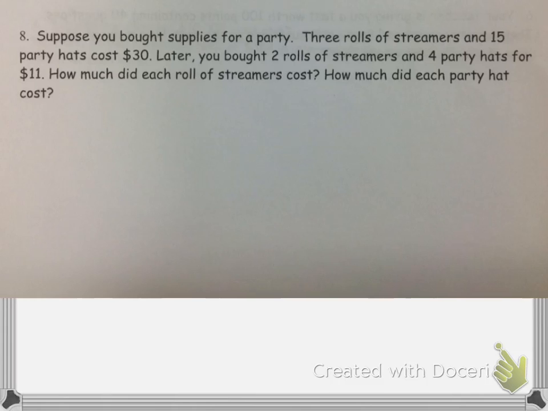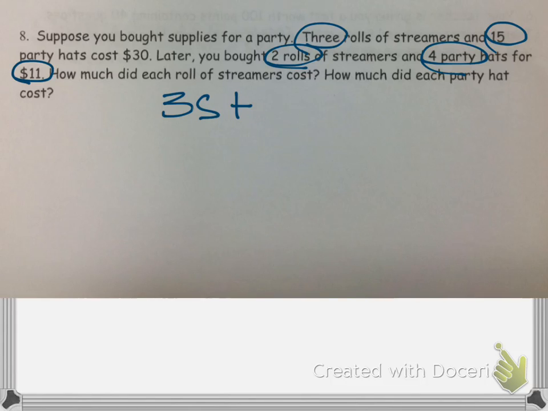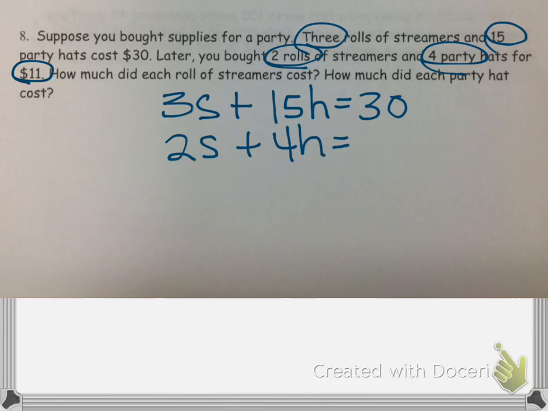You have bought supplies for a party, 3 rolls of streamers, 15 party hats. Cost you $30. 2 rolls, 4 party hats. Cost you $11. So 3 times the price of the streamers, I should say S, plus 15 times the price of the hat equals 30. 2 times the price of streamers plus 4 times the price of a hat is 11. And those are the setups for that one.